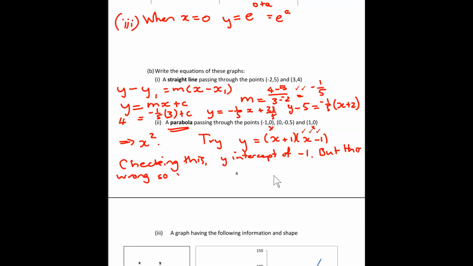So this is wrong. So you adjust it by multiplying by a half. So y equals a half times x plus 1, x minus 1. And some of you wrote a half x squared minus a half, which is also correct.